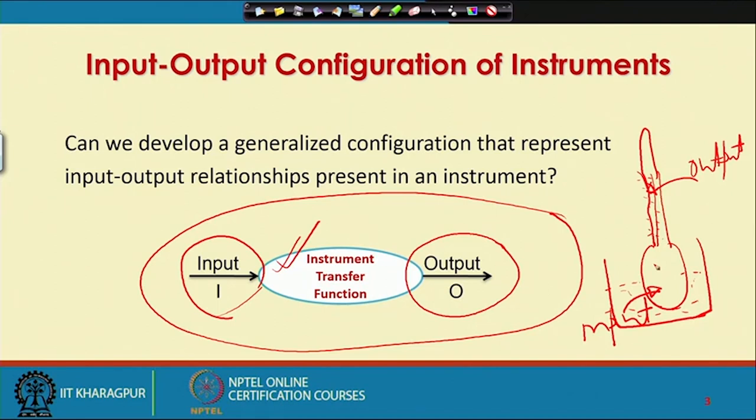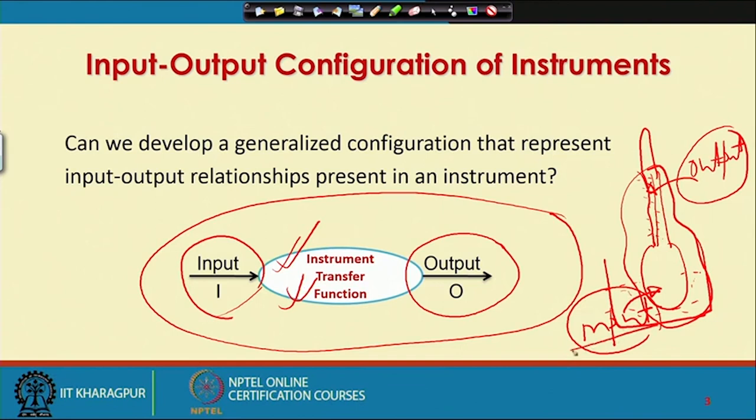But here, I just look at this input and an output, and let us say put a mathematical representation of all the processes that happen inside here. Then is it possible for me to relate this input, the thermal energy, to this output, the deflection?